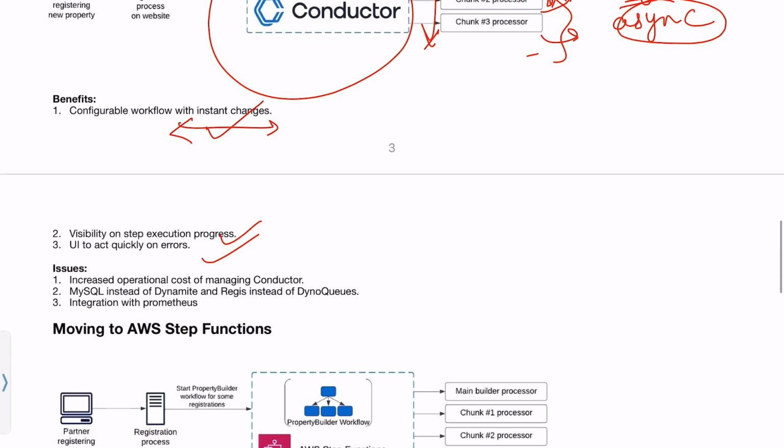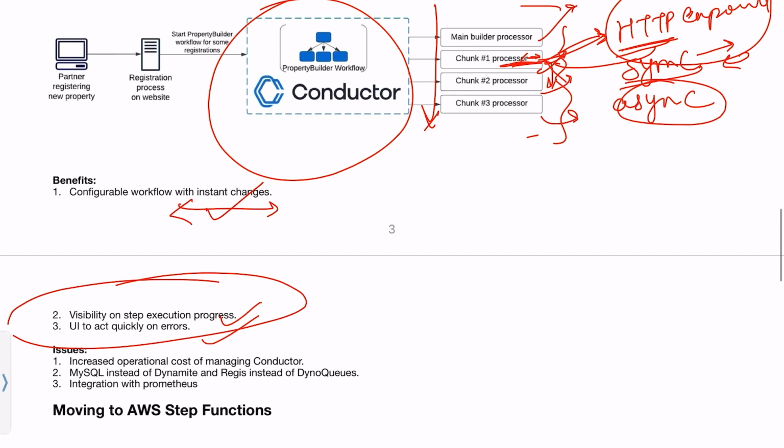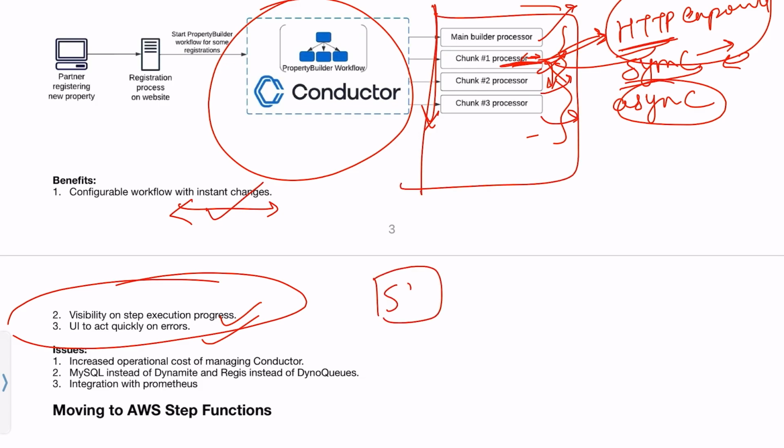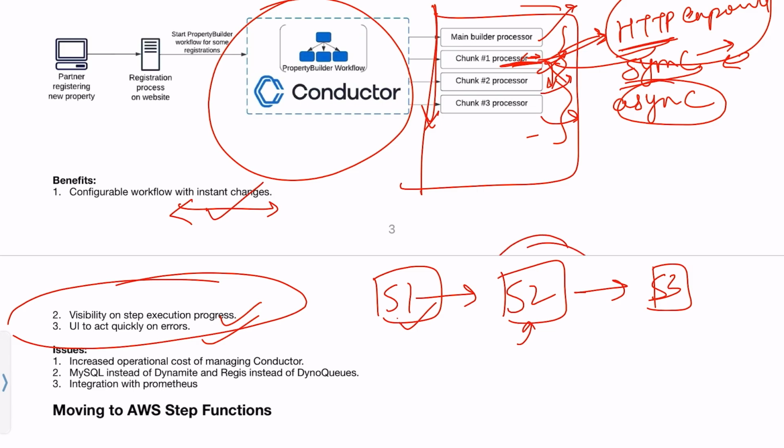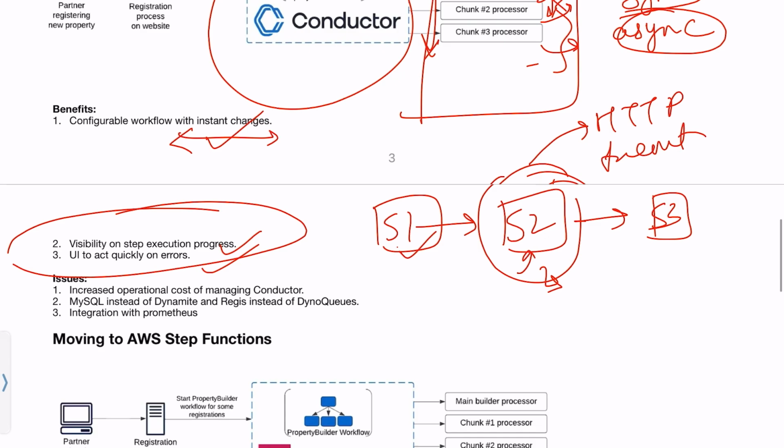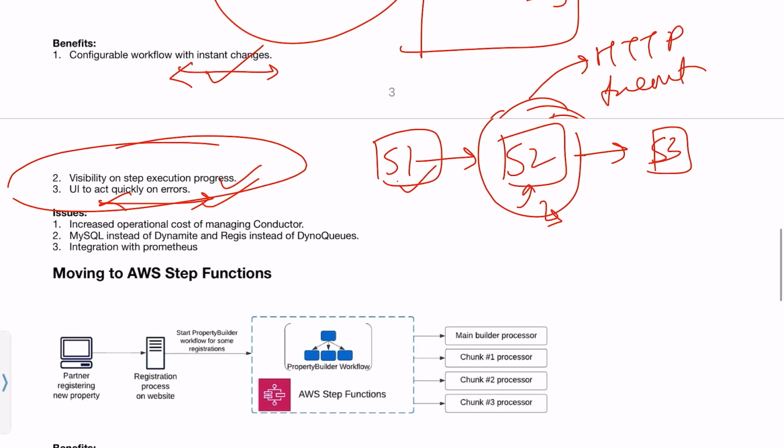Okay, so you have a good UI to visualize these steps. Let's say these are my steps which are being executed, S1, S2 and S3. Now you can see where currently my workflow is running: S1 is completed, S2 is running. If there are issues in S2, then you can check what they were, due to which it failed. So let's say it called a particular HTTP endpoint and it got a timeout error. You have those details on the UI itself, so you can act quickly, understand those errors and debug them easily.